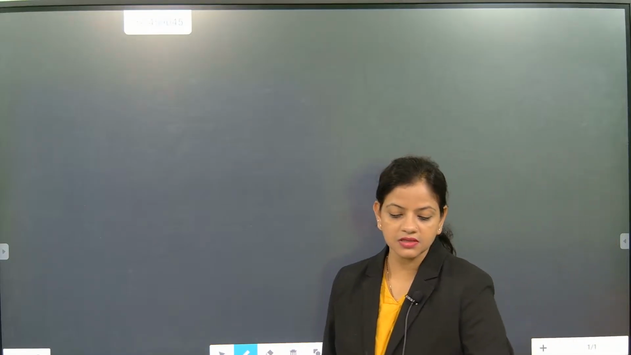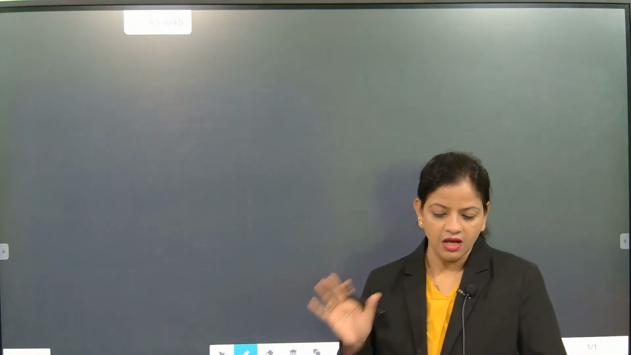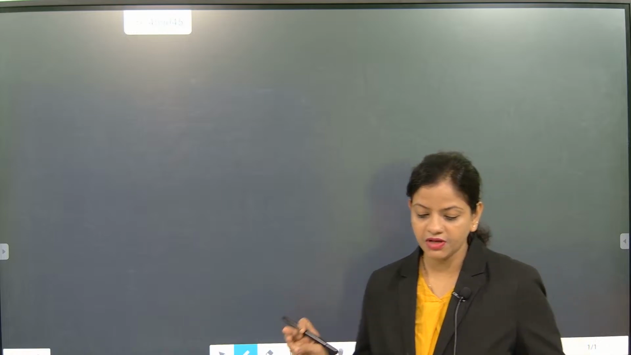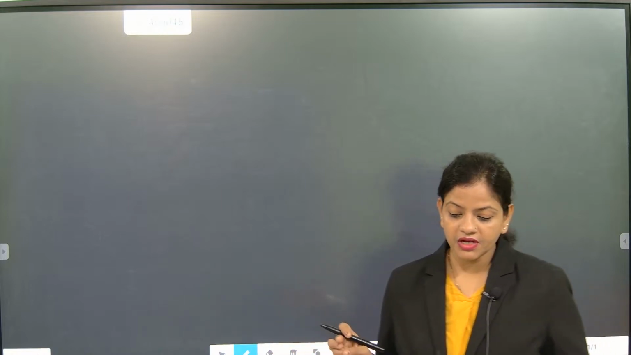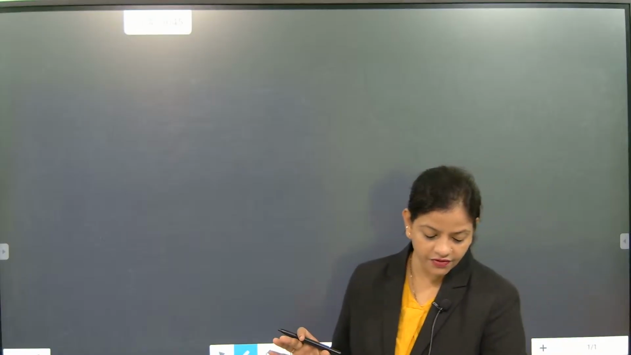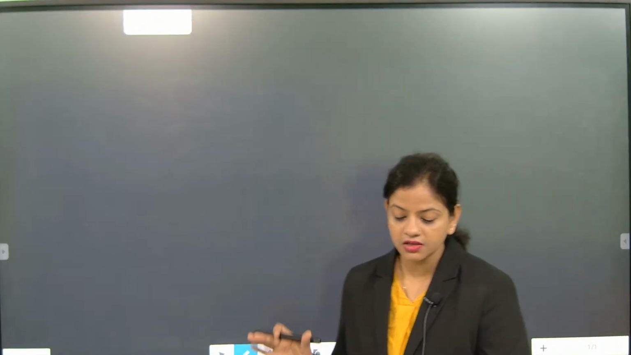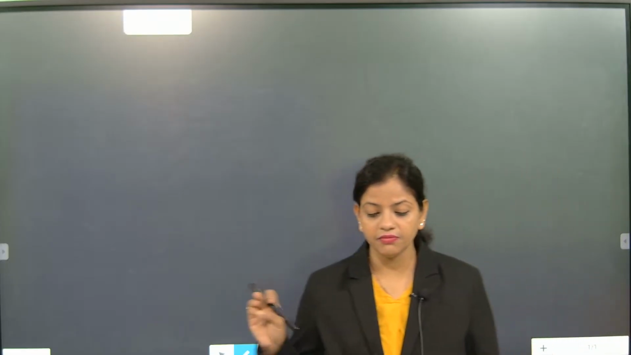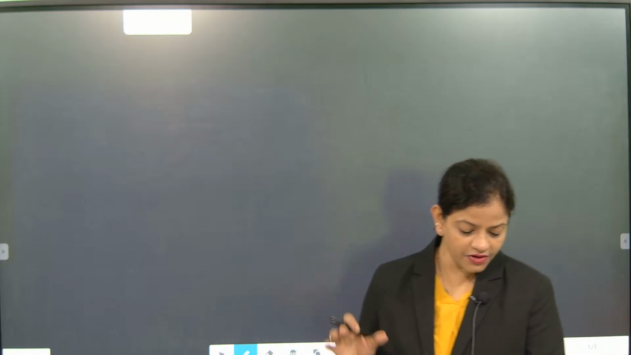See, in the last class we studied derivatives. After that, we started statistics. In the statistics part, we started with mean deviation and standard deviation. Mean deviation we have finished, and now we are going to start standard deviation. Mean deviation about the mean and mean deviation about the median, those two sections we have done.